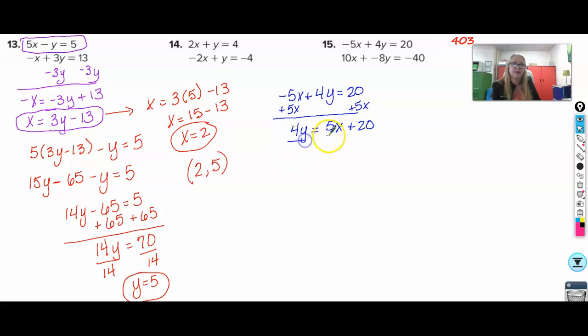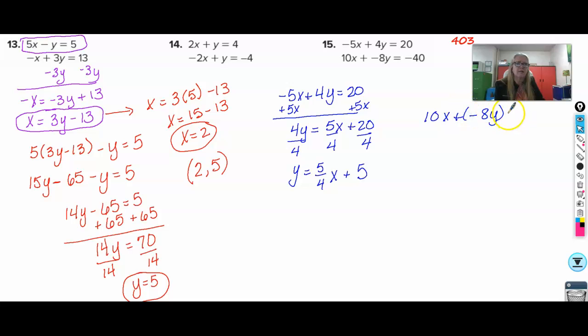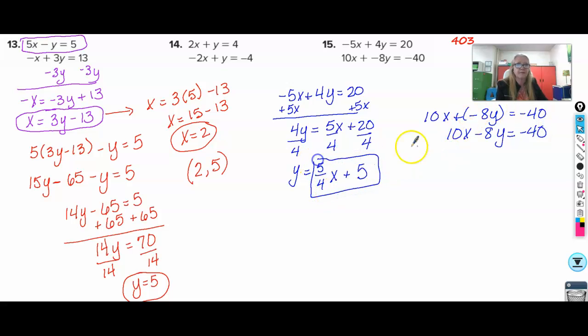And then I'm going to divide every term by 4. Oh, this is nasty. I don't like that slope. I hope I haven't chosen poorly. Gives me 5/4 x plus 5. Okay. And then I have the equation 10x plus, why'd they put plus negative 8y? Oh, that was stupid. Equals negative 40. They're just trying to make this complicated. This should have been 10x minus 8y equals negative 40. That's better.